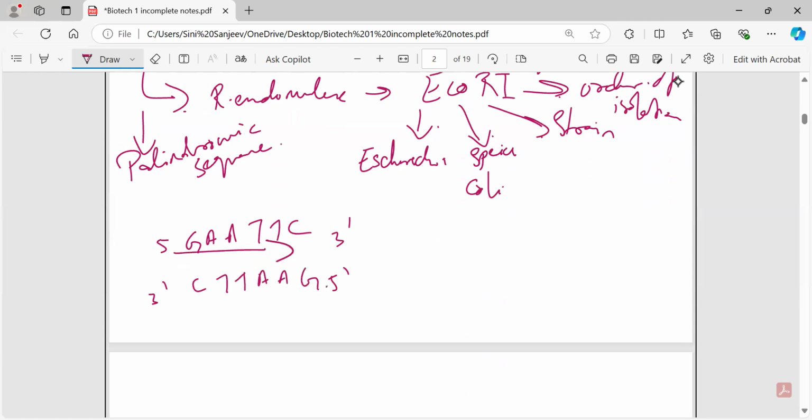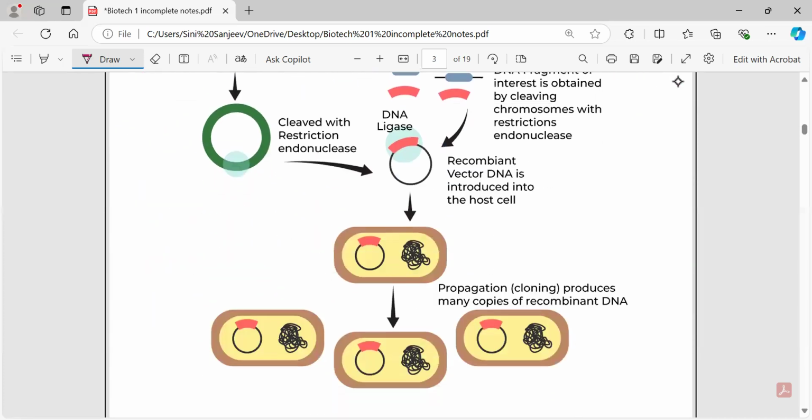So if you read from this side or this side, it's the same. Okay, so this has been used what? To cut that particular nuclei and to isolate your desired DNA. Okay, so how is this cutting of the sequence basically done? By using your restriction enzyme.